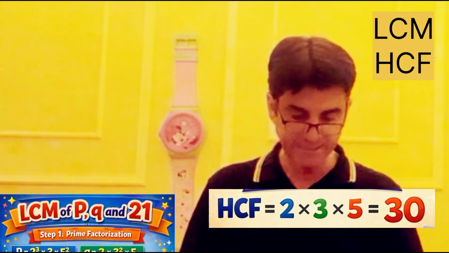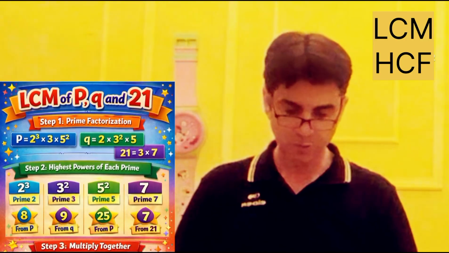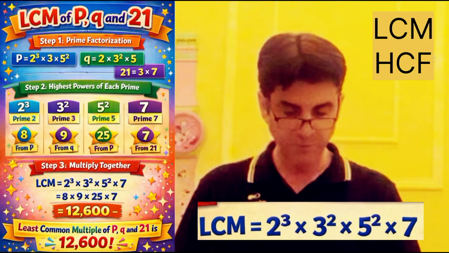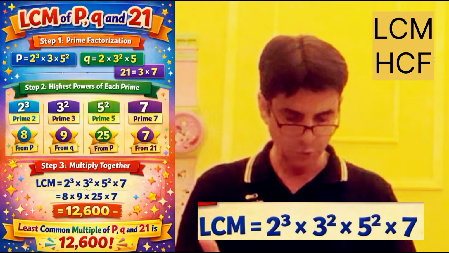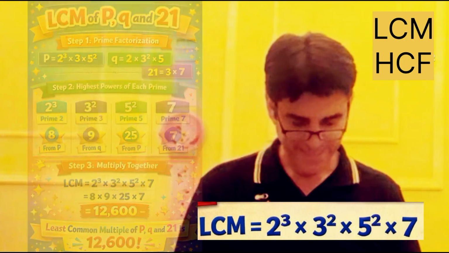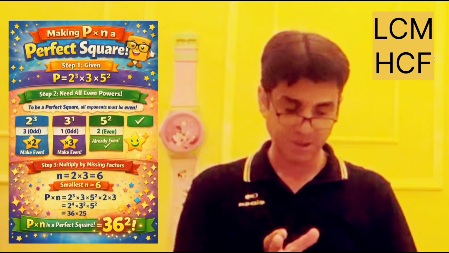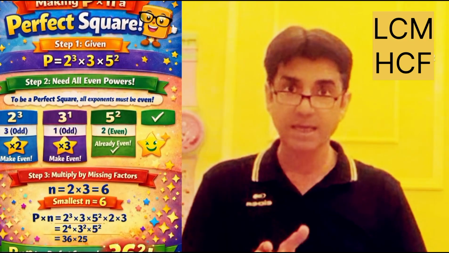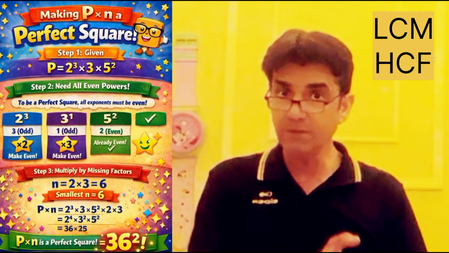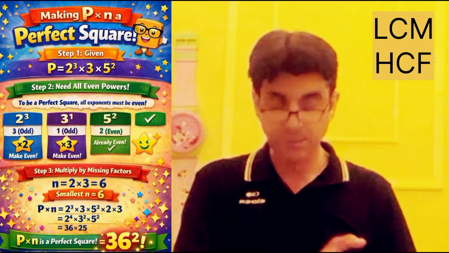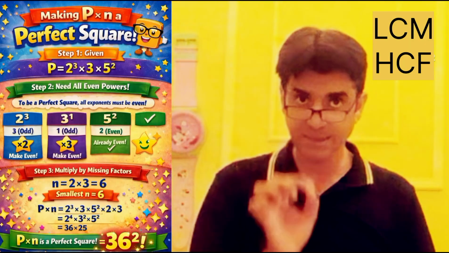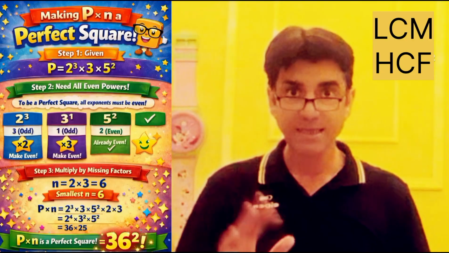Now we have to find the LCM of P, Q and 21. 21 is 3 multiply 7. For LCM we take the highest power: 2 power 3, 3 power 2, 5 power 2 and 7. So our answer will be 12,600. Now we have to find the smallest number n such that P multiply n is a square number. P factorization is 2 power 3, so we make it even: 2 power 1 needed, 3 power 1 needed, and 5 square is already even. So 2 multiplied by 3, 6 is n. Now Pn is a square number.